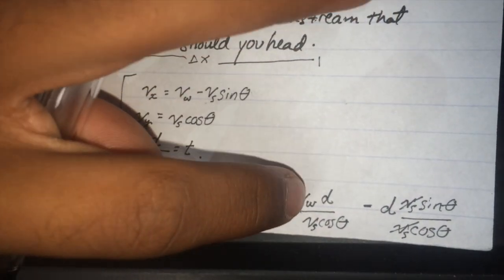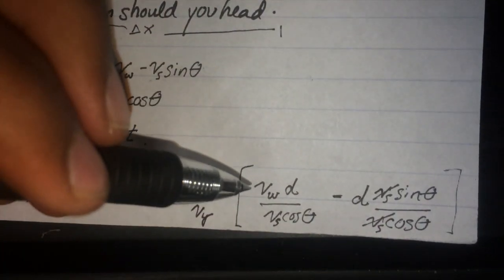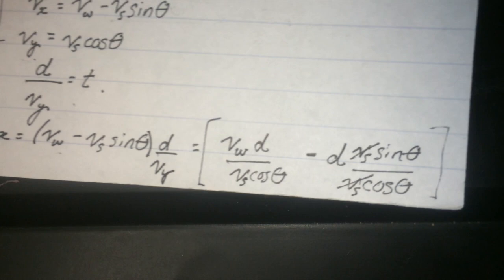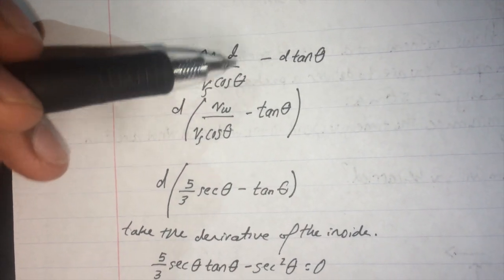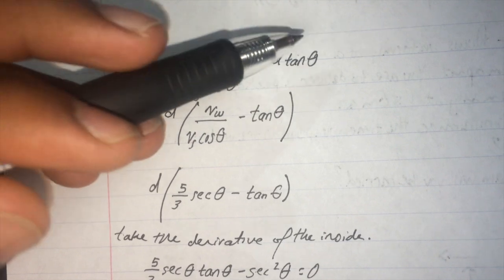And then it simplifies to this. So we get Vw d over Vs cosine theta minus d Vs sine theta over Vs cosine theta. The Vs's cancel out. So now we continue here. This is what we get next: Vw d over Vs cosine theta minus d tangent theta.